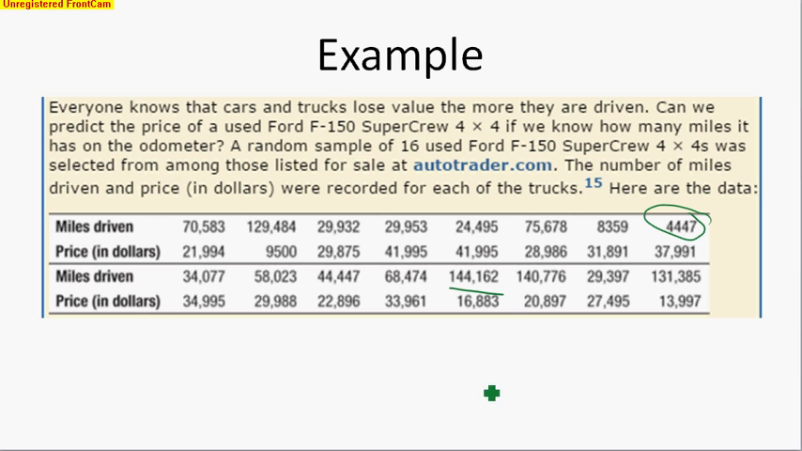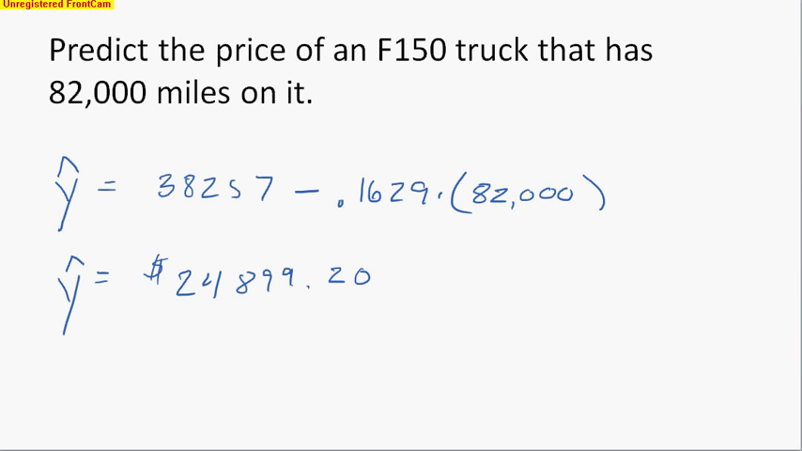Extrapolation would be if I try to predict a truck with 10 miles. Well, no trucks that I used in my scatter plot had only 10 miles. Likewise, I would never want to make a prediction about 200,000 miles because none of the data that I was using involved any mileage that high. So stay within your data. That is what we mean by not having extrapolation. Okay, so that's pretty easy.